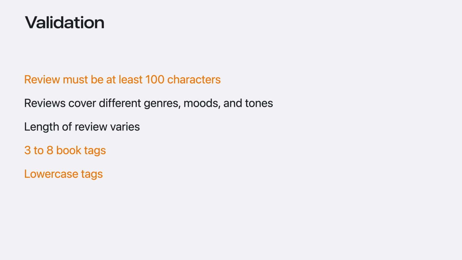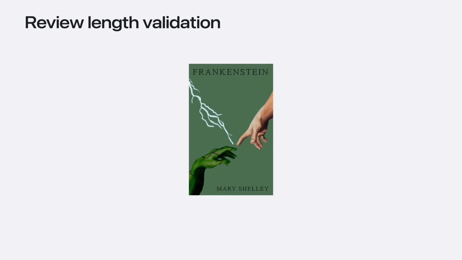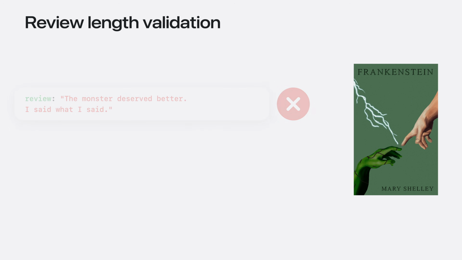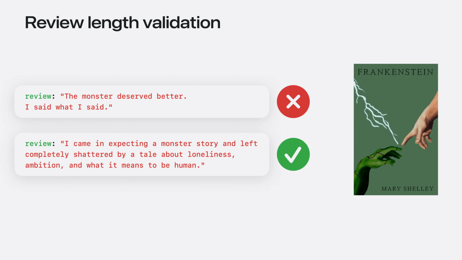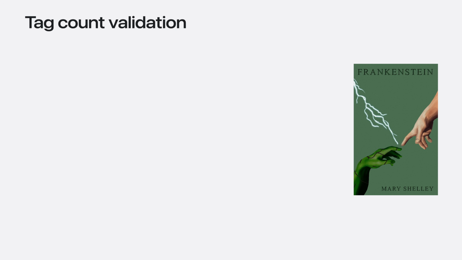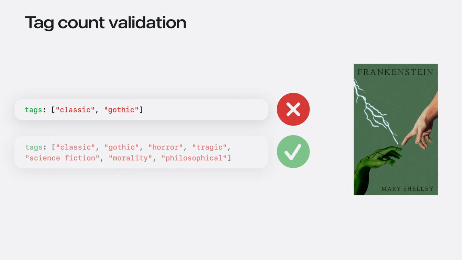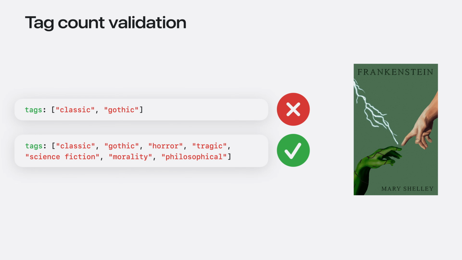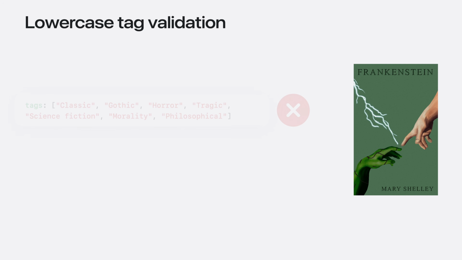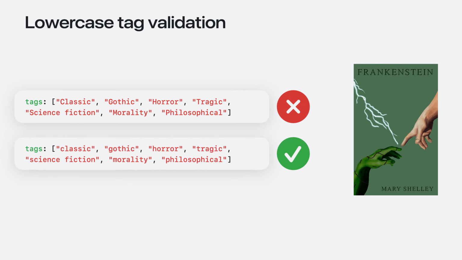For the first rule, we can define a review length validation. Let's take a classic book we all know, Frankenstein by Mary Shelley, for example. We can check if the generated sample defines a review with at least a length of 100 characters. The model also generates tags for each review. This means we can validate when there are between 3 and 8 tags. And lastly, we can check if the tags are all lowercase.